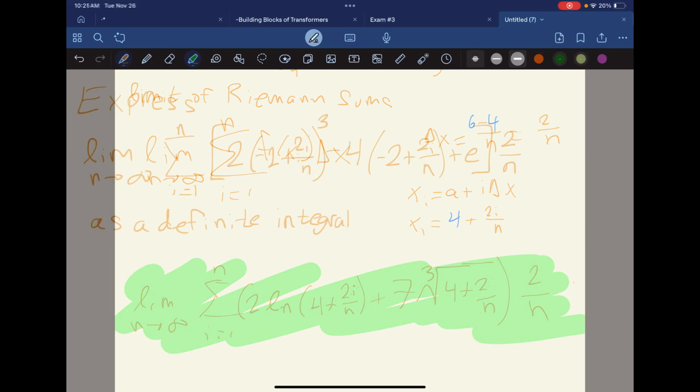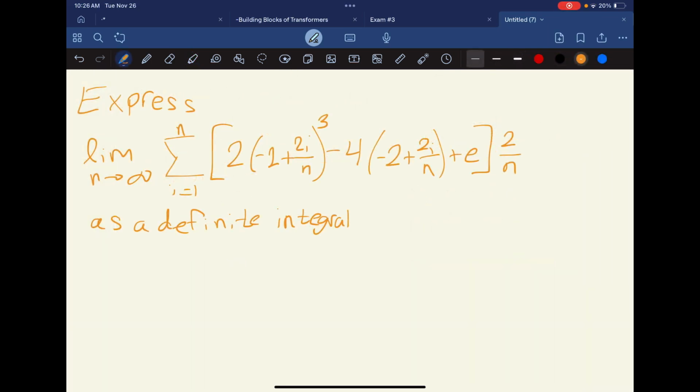Okay, so now for expressing as a definite integral. So there's two directions you could be asked to go with this question. Either definite integral to limit of Riemann sums or limit of Riemann sums to definite integral. So for this one, it kind of helps to first, we still got to identify delta x, which is still b minus a over n, and we still have to identify xi, which is still a plus i times delta x. So the delta x always sticks out.